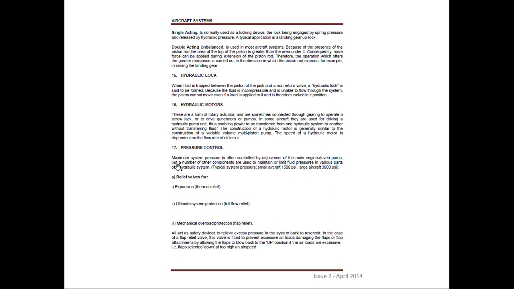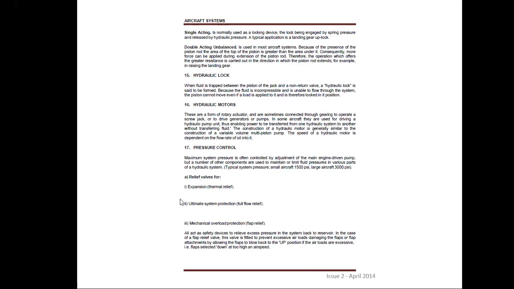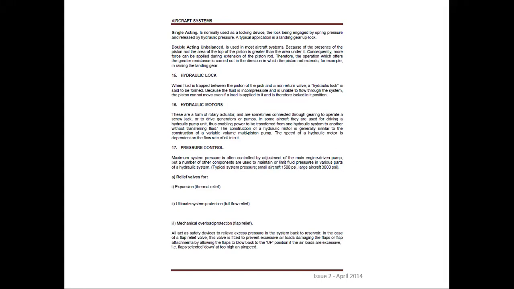So what are some of the problems in our hydraulic system? Hydraulic lock. When fluid is trapped between the piston of the jack and a non-return valve, a hydraulic lock is said to be formed because the fluid is incompressible and is unable to flow through the system. The piston cannot move even if a load is applied to it and is therefore locked in its position.